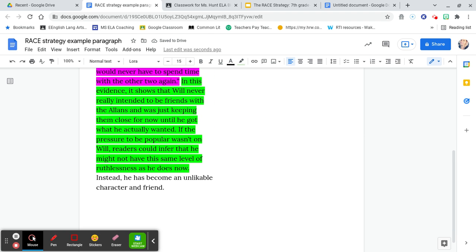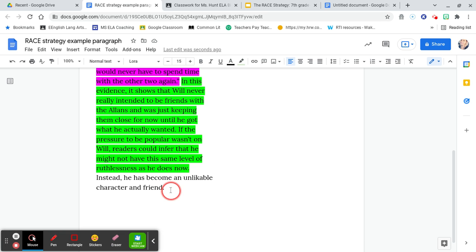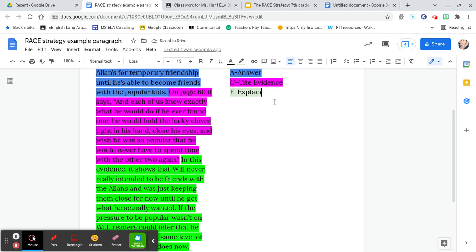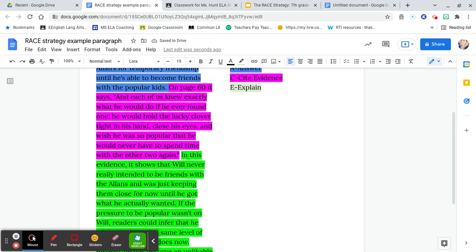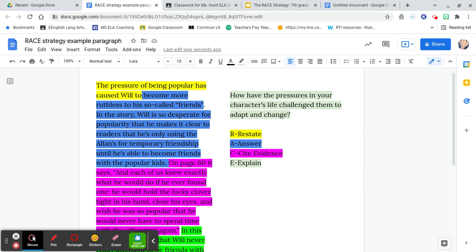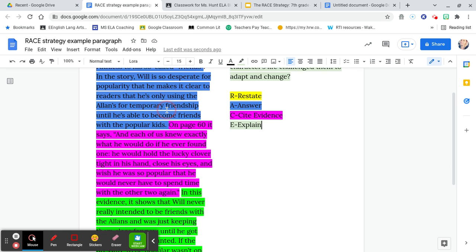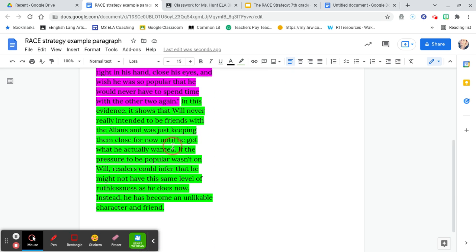And then in my last sentence, I just wanted to reiterate that, because of the pressure, he's really unlikable and he's really not a great friend. Just to, again, bring it back to how he's sort of been forced to change into somebody he's not, or somebody really not good, all based on the pressure of being popular. So notice here, I've got my full paragraph and I've included all of the pieces. Every single piece is included from the strategy.